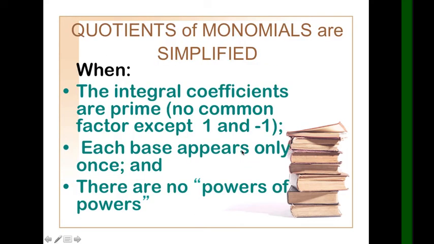Quotients of monomials are simplified when the integral coefficients are prime, with no common factor except 1 and negative 1. Each base appears only once and there are no powers of powers.